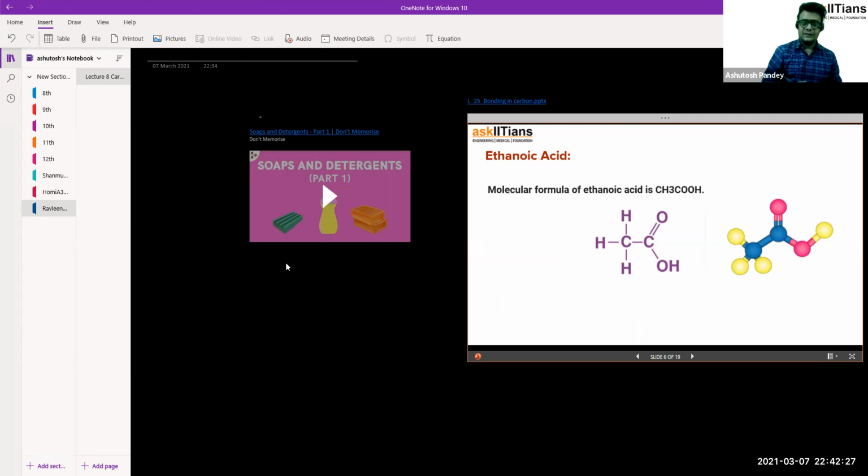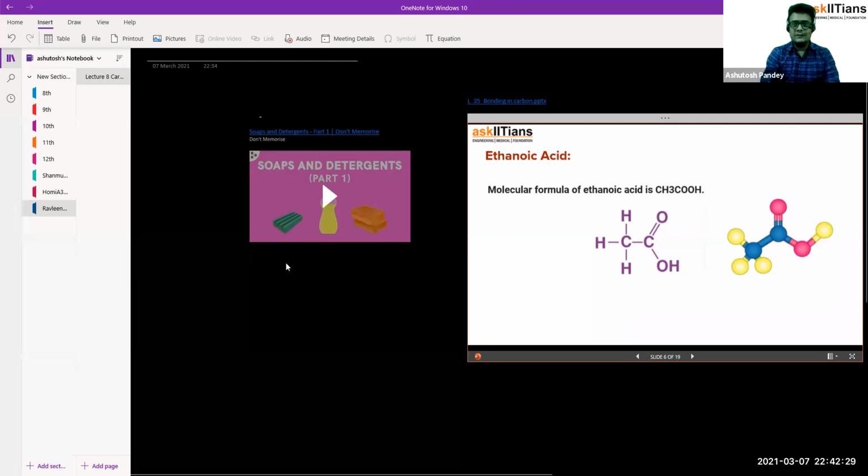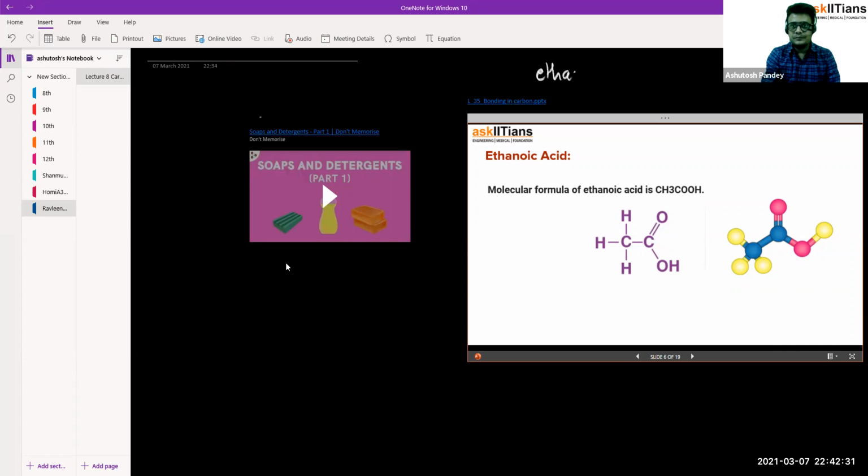Now ethanoic acid. We have just seen that ethanol has a molecular formula of C2H5OH, while ethanoic acid has a formula of CH3COOH. It is commonly called acetic acid.